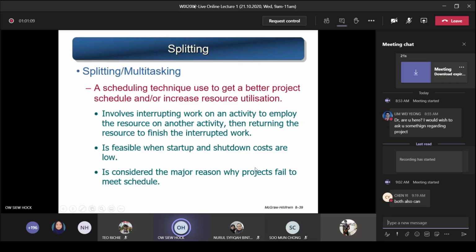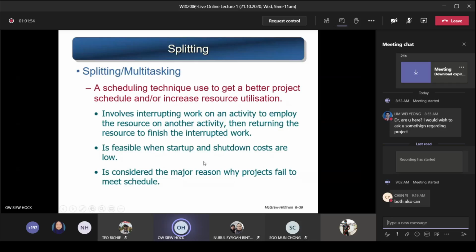So next, there's something called splitting the task or splitting the activity, also known as multitasking. This is a method used in real life. It is a scheduling technique used to get a better project schedule and/or increase the resource utilization. So you split the task. This involves interrupting work on an activity to employ the resource on another activity, then returning the resource to finish the interrupted work. So just now the example said, once an activity started, you cannot stop and then come back and resume. No, but in real life, yes. You start the activity, you stop it and then go and do another thing, or you come back and then resume. You can do this.